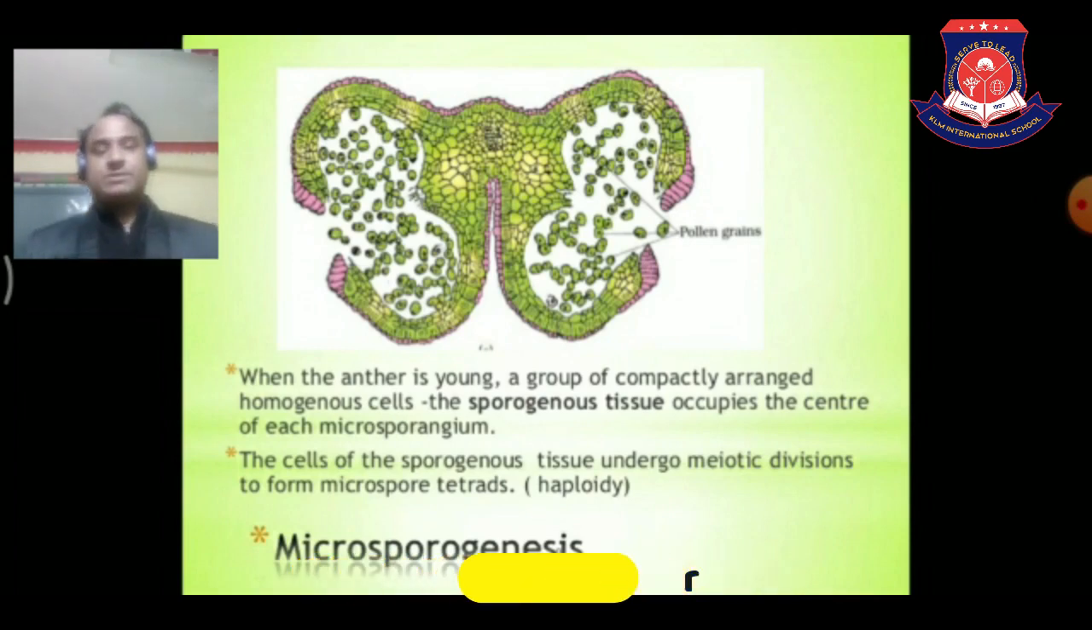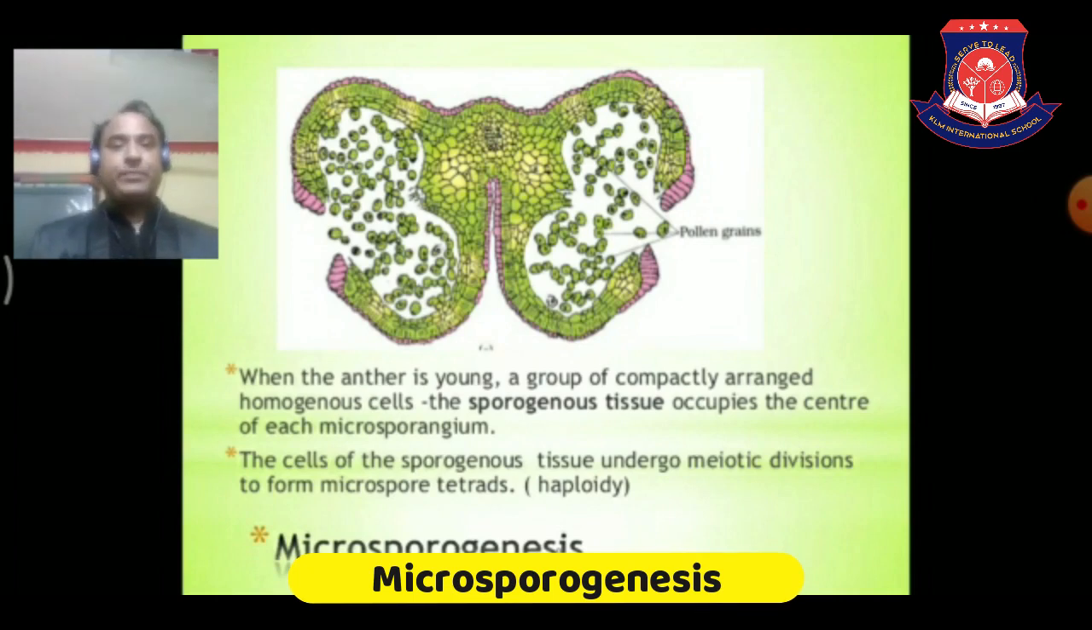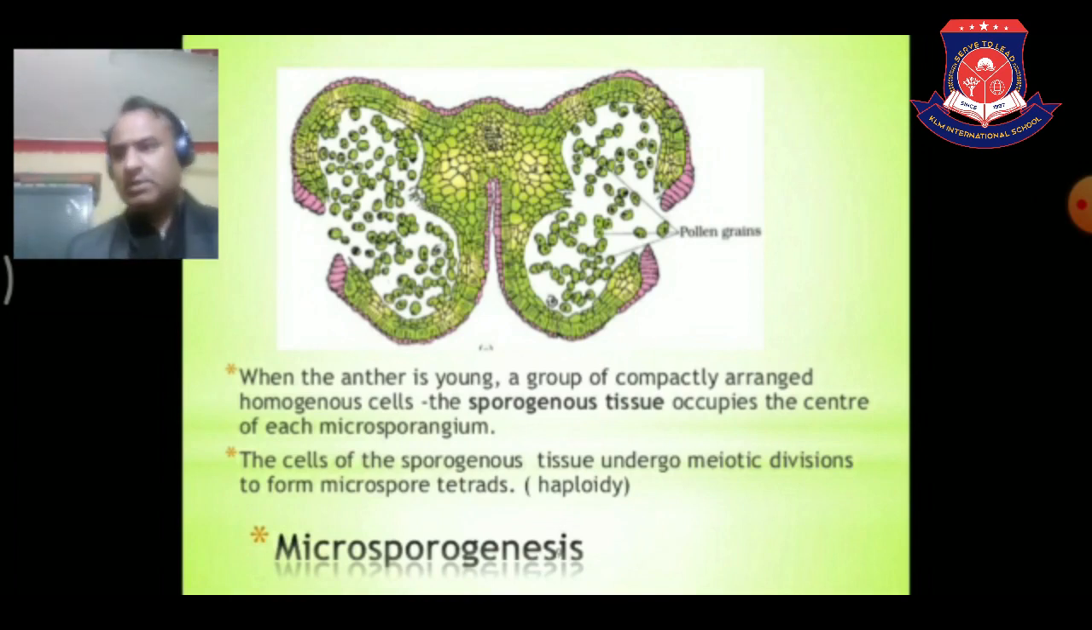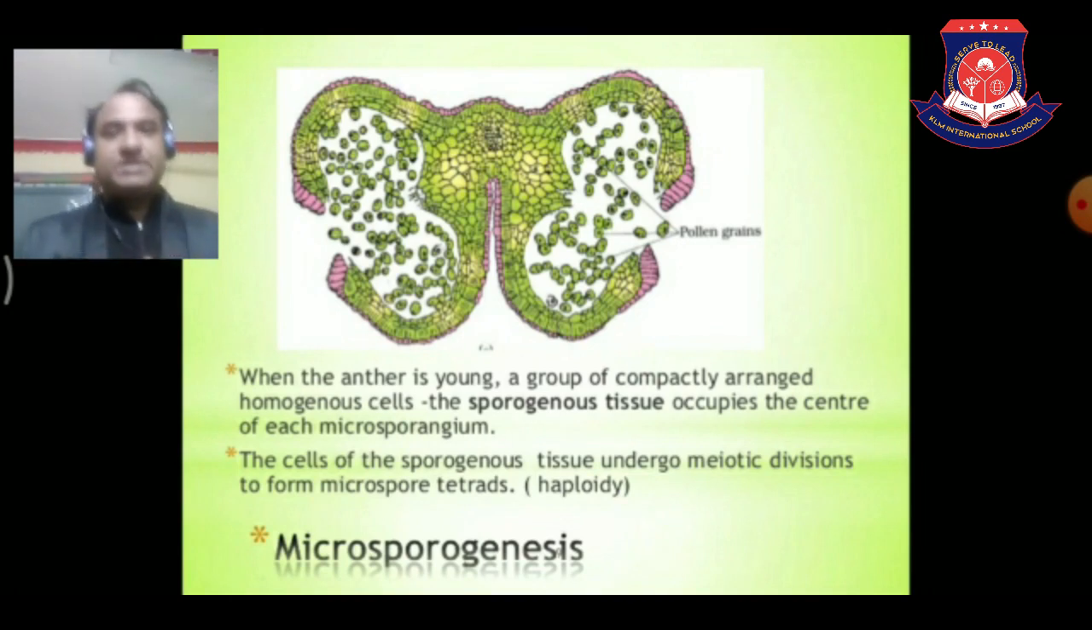Our main chapter is sexual reproduction in flowering plants, class 12 biology. This is the second lecture. In the first lecture, we had a little discussion on the basic floral parts of the flower, the male and female parts of the flower. Now let's start. In this lecture, we will discuss microsporogenesis and pollen grains.